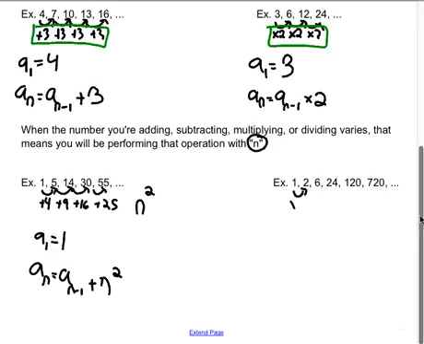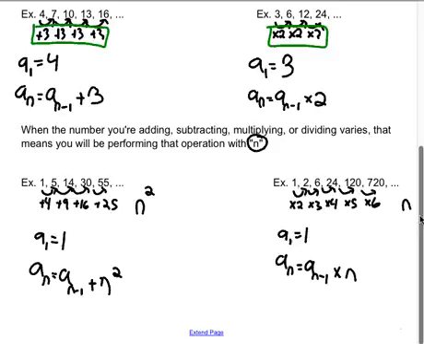Well, here, I'm multiplying by 2, multiplying by 3, multiplying by 4, multiplying by 5, multiplying by 6. So what I'm doing is I'm multiplying by n. So I'm taking my first term, and what am I doing to it? Every time I'm multiplying by n. Okay, and again, you know to do that when whatever you're doing is varying. All right, so that's my key for you in how to write these recursive formulas.